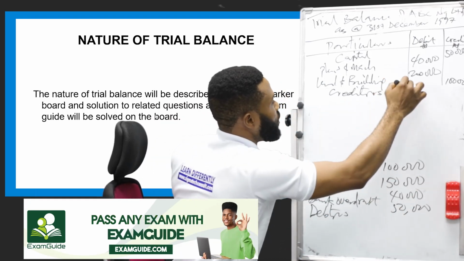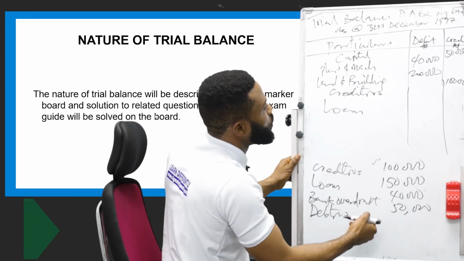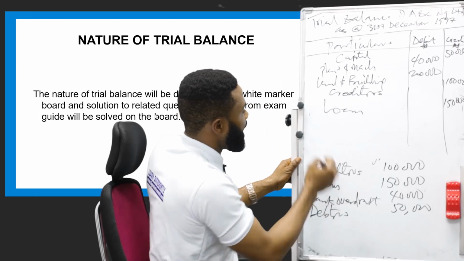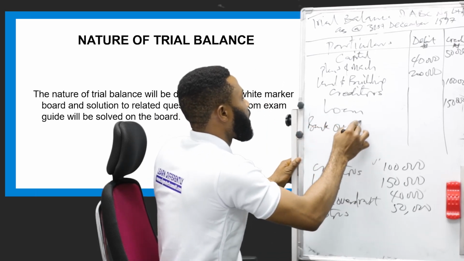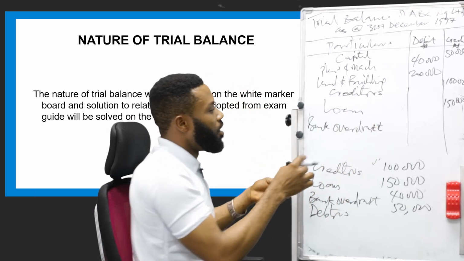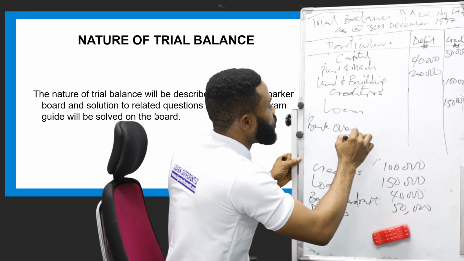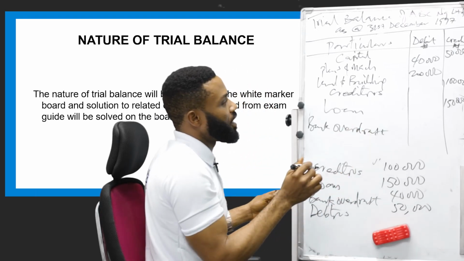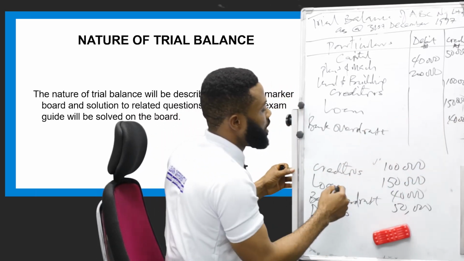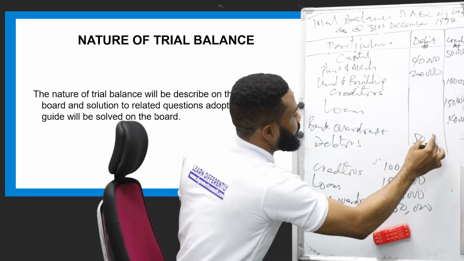The next one is loan. This is loan, money taken from the bank. Is also a liability. So what do you do? You also credit. Loan is 150. And then the next one is bank overdraft. This is when the bank grants the permission or gives the company the privilege to withdraw more than what they have in their current account. It is a what? Liability. You have 40,000 here. And then the last but not the least is debtors. These are the people owing you, and you have 50,000 here.